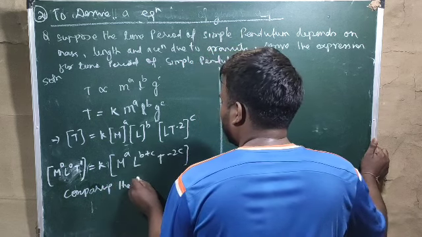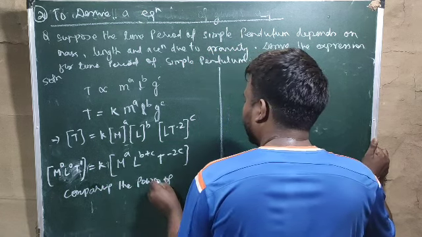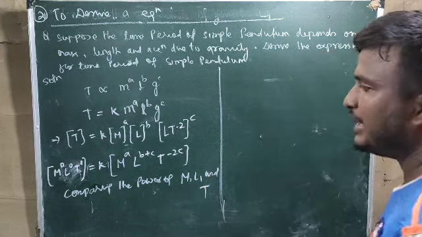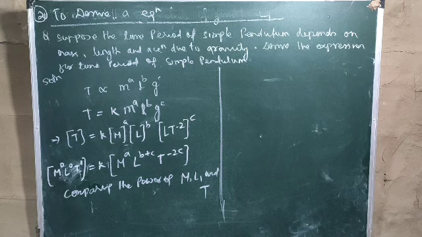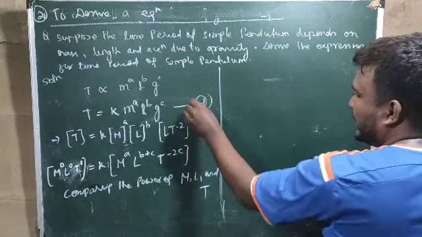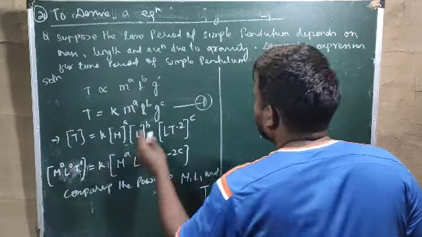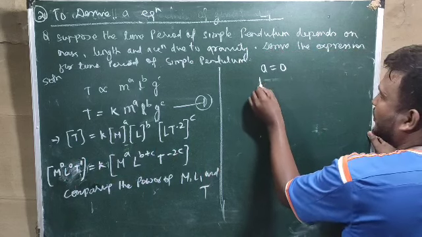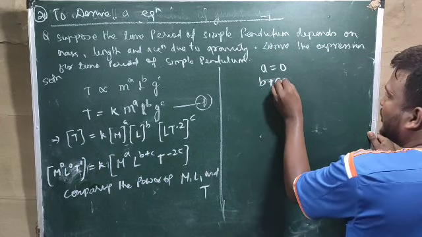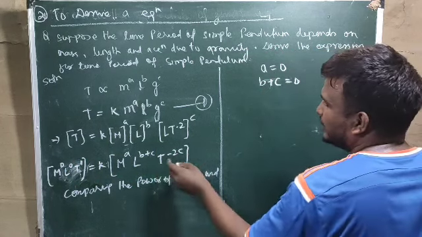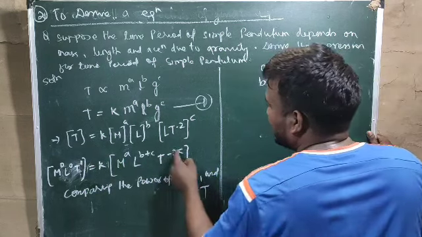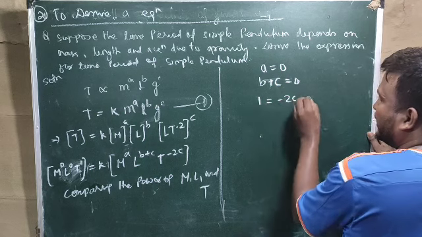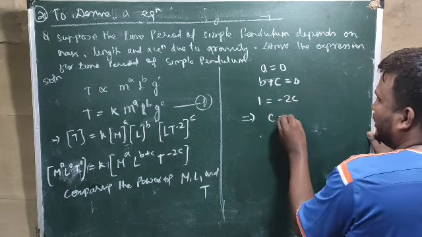the powers of M, L and T. This one is equation number 1. If we compare, we will get A equal to 0. B plus C is also equal to 0. And 1 is equal to minus twice C. This implies that C will be equal to minus 1 by 2.